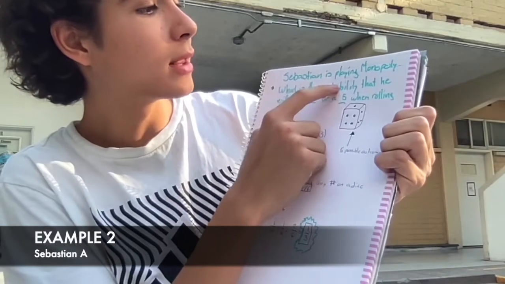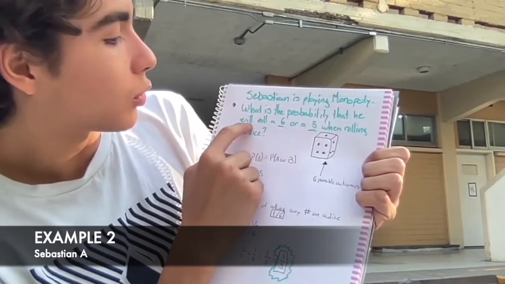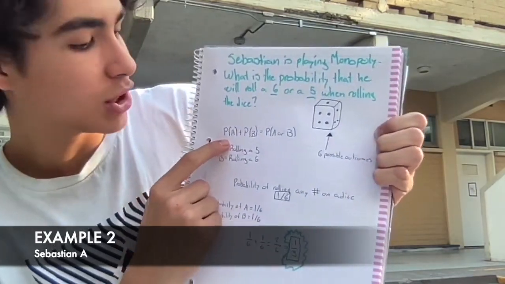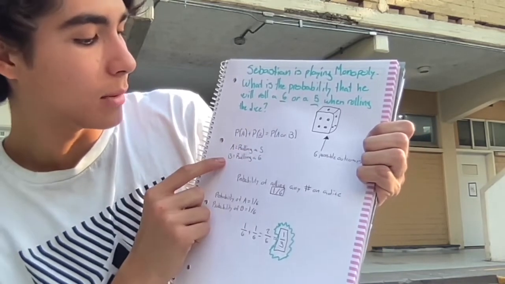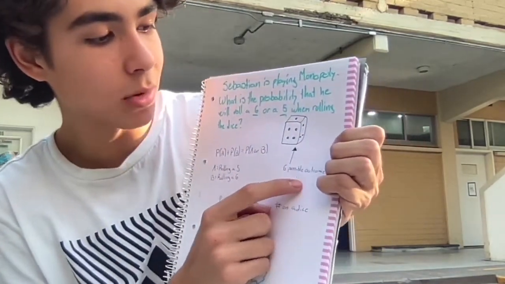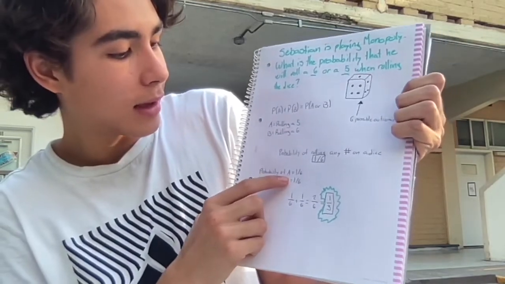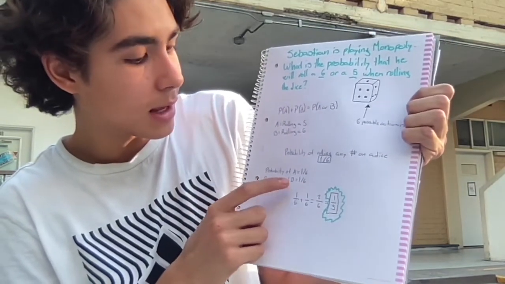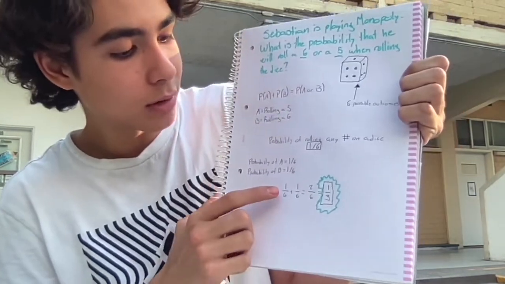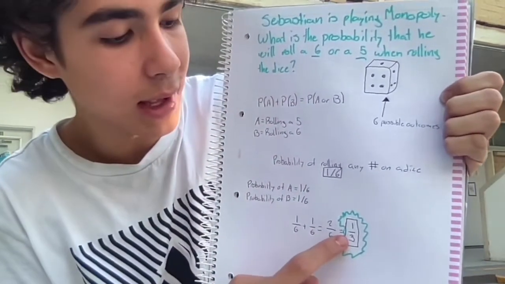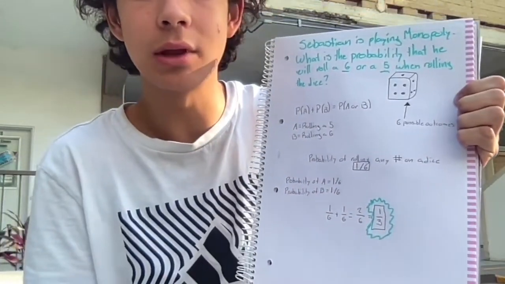Sebastian is playing Monopoly. What is the probability that he will roll a 6 or a 5? Now we're going to be using this equation, P(A) plus P(B) equals P(A or B). Event A is going to be rolling a 5, while event B is going to be rolling a 6. Now there are 6 possible outcomes when rolling a die. Probability of event A is going to be 1/6, while probability of event B is also 1/6. So when we add the probability of A and the probability of B, we end with 2/6, which when we simplify, we end with 1/3, which is the probability of rolling a 5 or a 6.